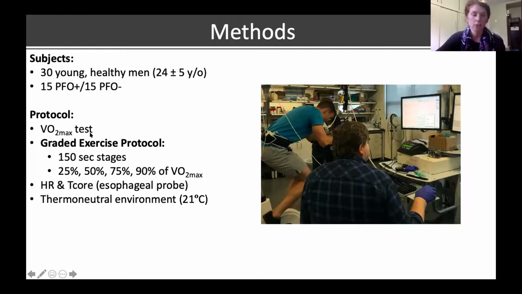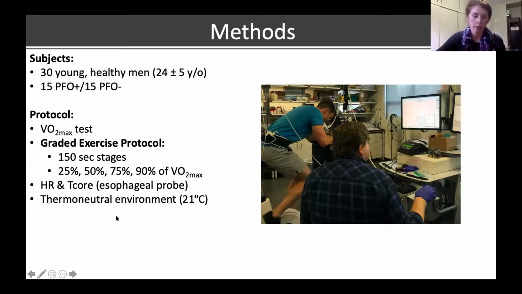After their initial screening day, they came back to the lab 2 more times to do 2 different exercise tests. The first test was a VO2 max, to determine maximal aerobic capacity, but also to determine their workloads for their next visit, where they'd complete a graded exercise protocol. That protocol consisted of 4 2.5-minute stages where they cycled at 25%, 50%, 75%, and 90% of VO2 max.